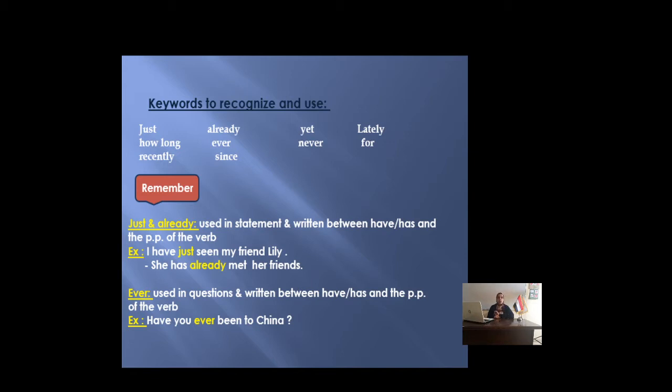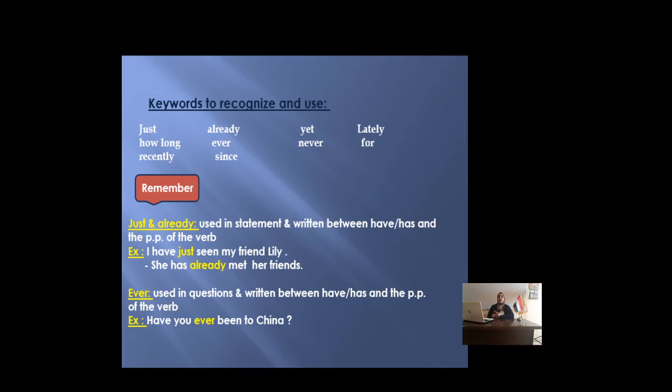What is the PP? It is the third form. What is the third form when I say go, went, gone? So gone is the third form of the verb, or the PP, the past participle. For example, here, I have just seen my friend Lily. It means that, yes, I've seen her. She was outside. Then I have just seen her. The other example that we have here: she has already met her friends.